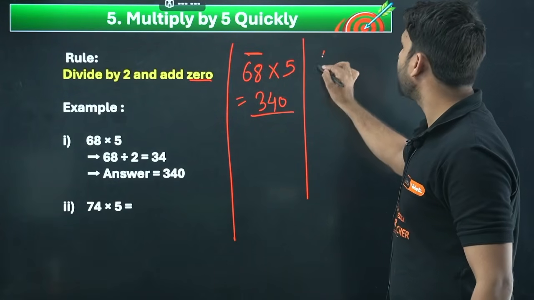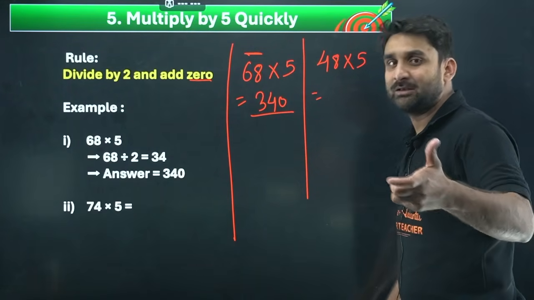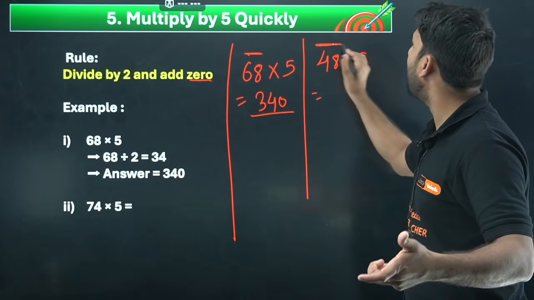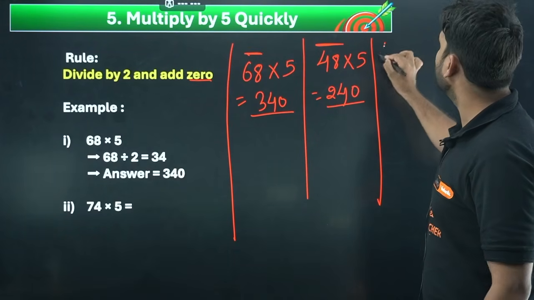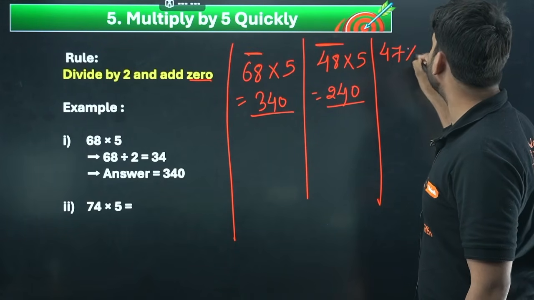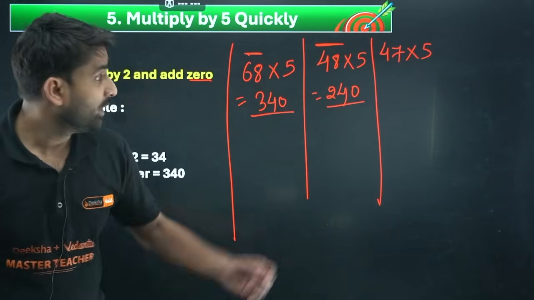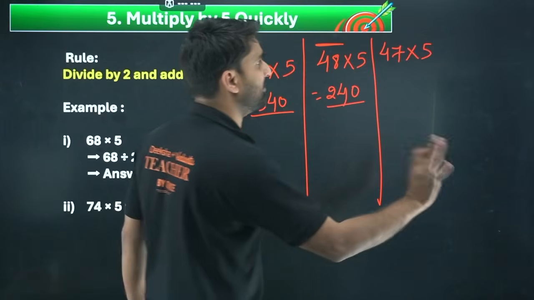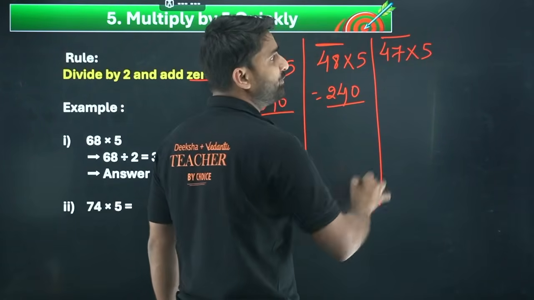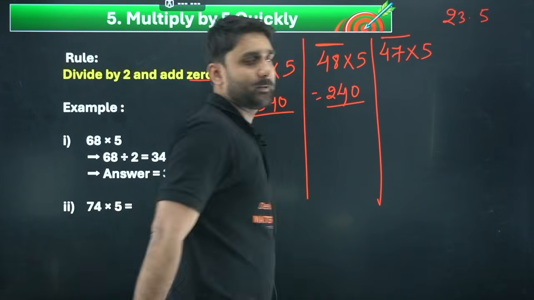If I ask you 48 into 5, now tell me the answer. Half of 48, 24, and put 0, 240. If I ask you the half of 47, oh, sir, 47 is an odd number. How can we get the answer? So don't worry, my dear. If an odd number is there, the half of 47 will be, I think, 23.5.